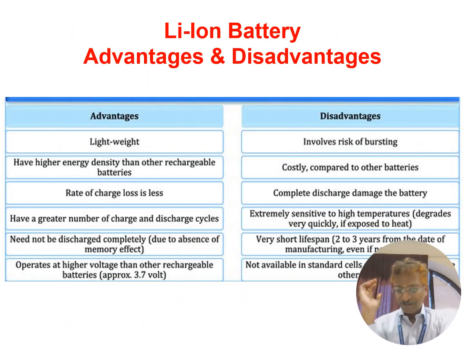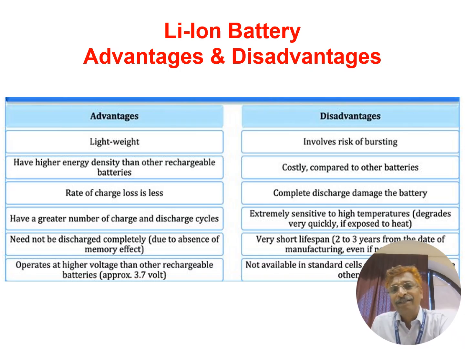Okay, what are the advantages? Simply we can say that the lithium ion battery is lightweight and has higher energy density than other rechargeable batteries, the rate of charge loss is less, and it has a greater number of charge and discharge cycles. It need not be discharged completely because of the absence of memory effects. It operates at higher voltage than other rechargeable batteries, approximately 3.7 volts.